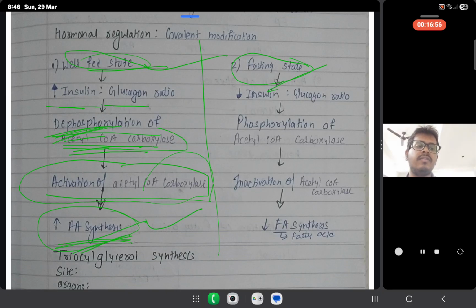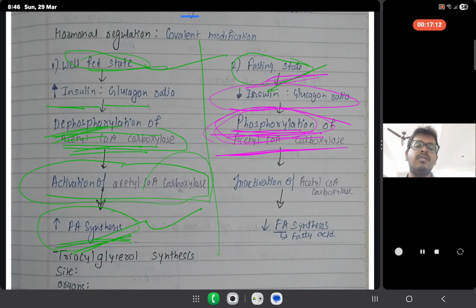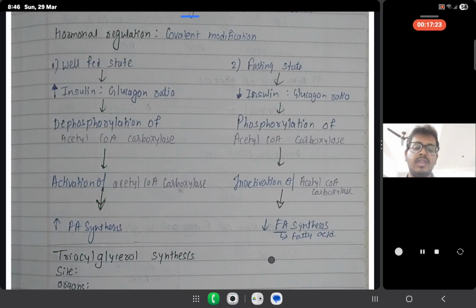What happens in the fasting state? The insulin by glucagon ratio is down, as insulin is less, phosphorylation occurs. This is phosphorylation of acetyl coenzyme A carboxylase. This will lead to inactivation of acetyl coenzyme A carboxylase, and this will lead to decreased synthesis of fatty acid. You can understand simply why in the fasting state there is decreased synthesis of fatty acid.